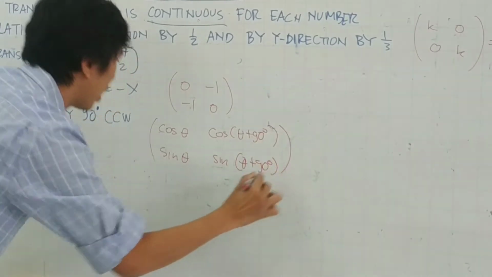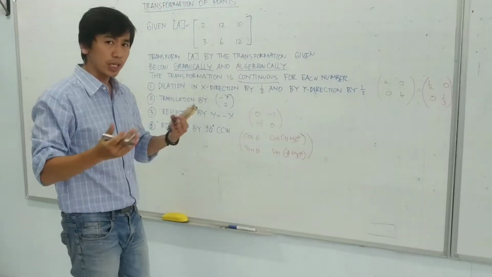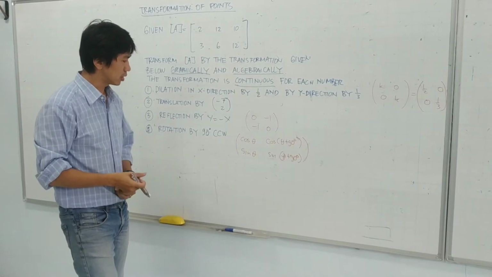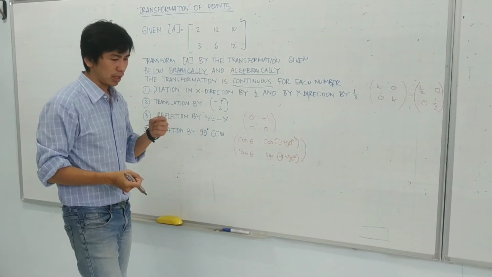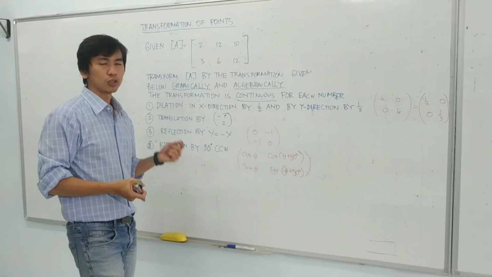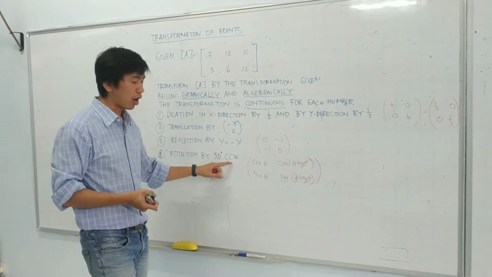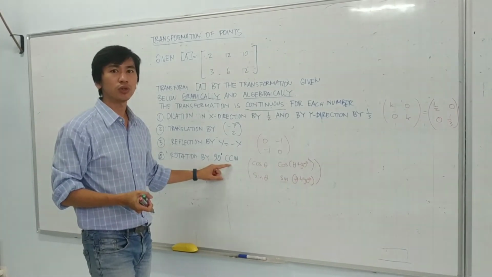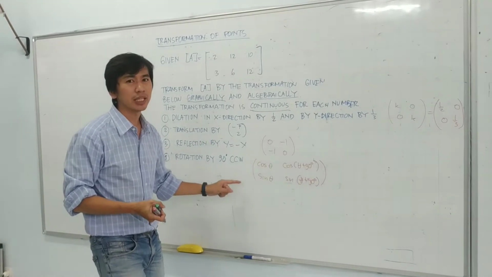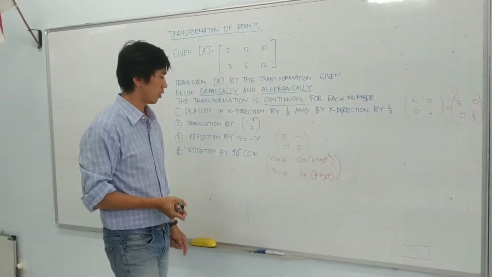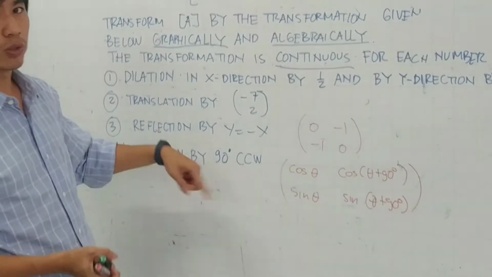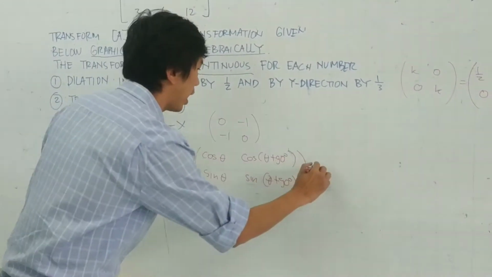Again, for theta, let me repeat it again. If it is counterclockwise, then you will have positive. If it is clockwise, then it will be negative. That's for theta. Okay, so in this case we have counterclockwise, so it will be positive. So this is what we'll have.